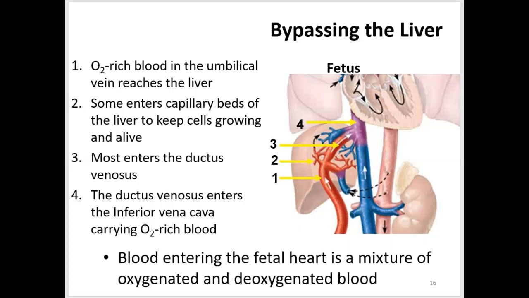So most blood flows into the ductus venosus and then enters the inferior vena cava, which is labeled number 4, to go to the fetal heart. Notice here that the inferior vena cava is carrying oxygen-rich blood from the ductus venosus, as well as some oxygen-poor blood from the fetal liver. That is why the inferior vena cava has blood colored purple in the diagram, to represent a mixture of oxygenated or red blood and deoxygenated blood.